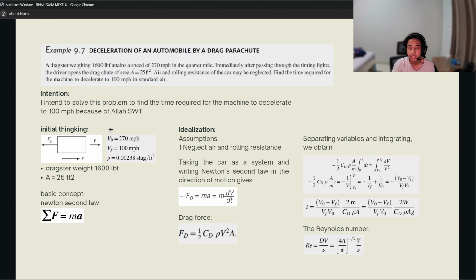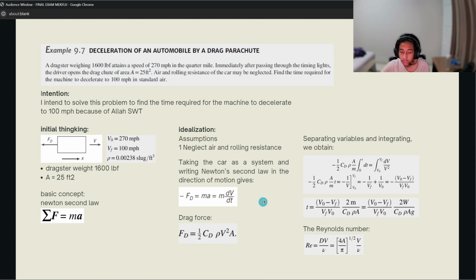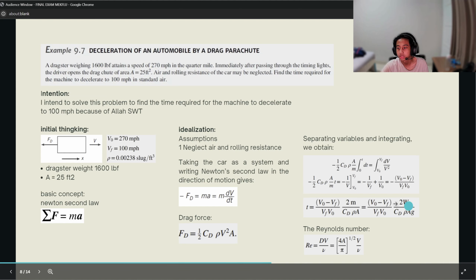For the idealization, the next step, we want to assume that the air and the rolling resistance can be neglected. So we take the car as the system and write Newton's second law in the direction of motion, which gives us the equation like this, where the drag force is equal to this equation. And then if we separate and integrate the equation, we obtain the equation for the time like this. And the Reynolds number is from this equation.